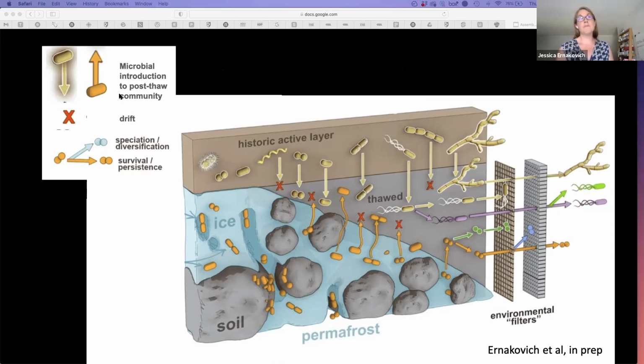So you're seeing movement of microbes, like an introduction into that post-thaw community, with the arrow movements. You're seeing drift with the X's, and then you also see survival, for example surviving through environmental filters. You're also seeing diversification here, and then a lack of survival. So now I'll walk you through the thaw stages, since I've talked about what those arrows mean.